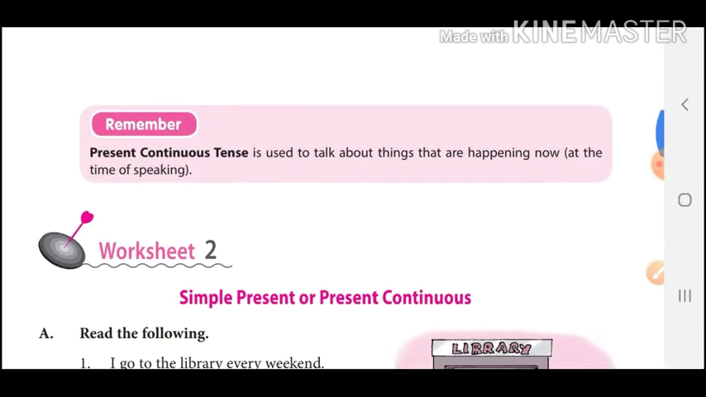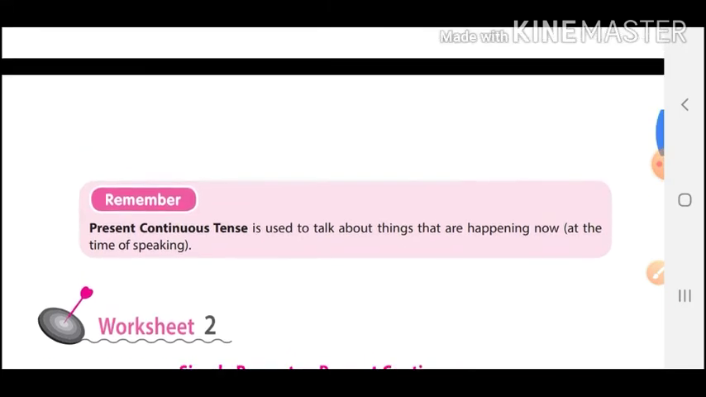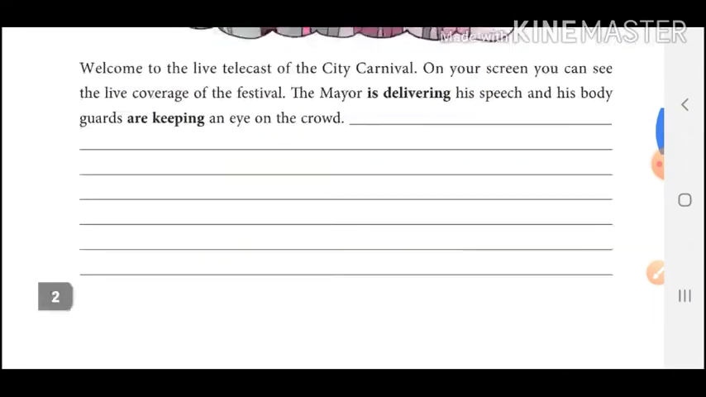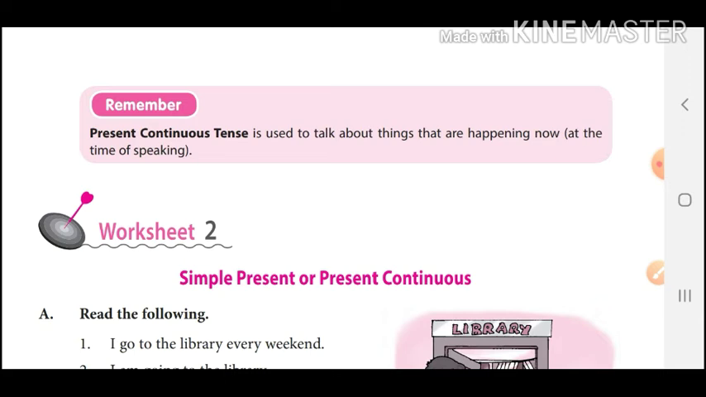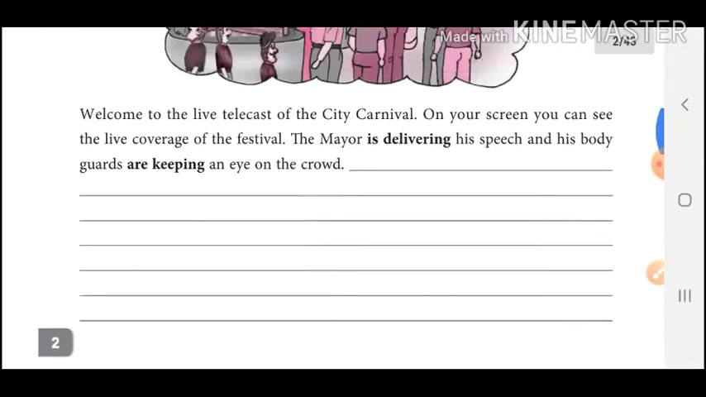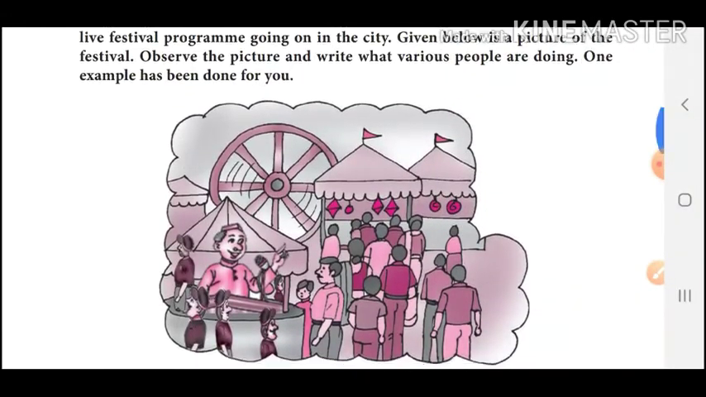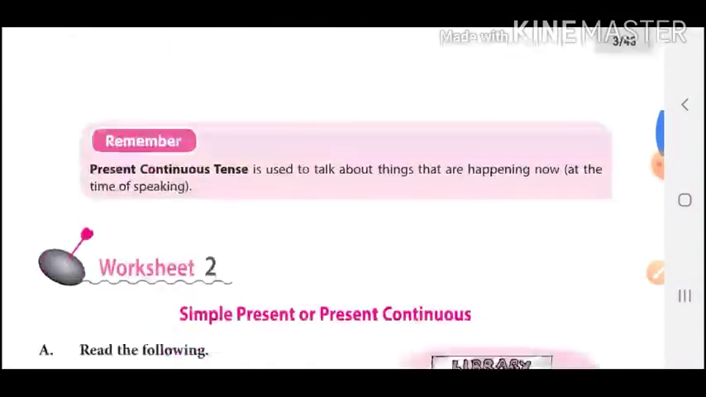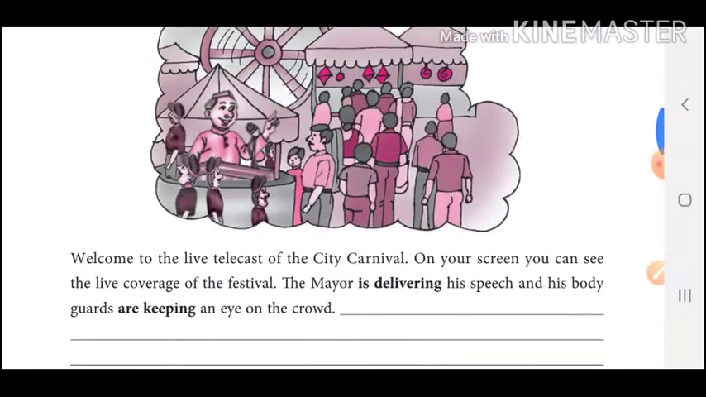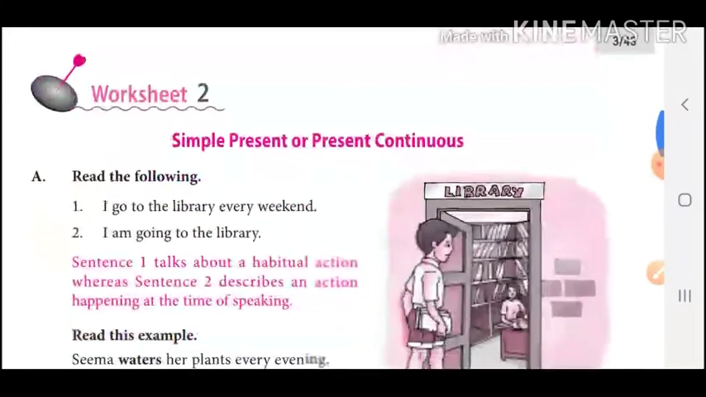Remembering points. Present continuous tense. You have seen that in this report, the present continuous tense is used. So present continuous tense is used to talk about actions or things that are happening now. It means at the time of speaking. So you have seen in this report that the reporter is just reporting the incidents that are happening at the same time.